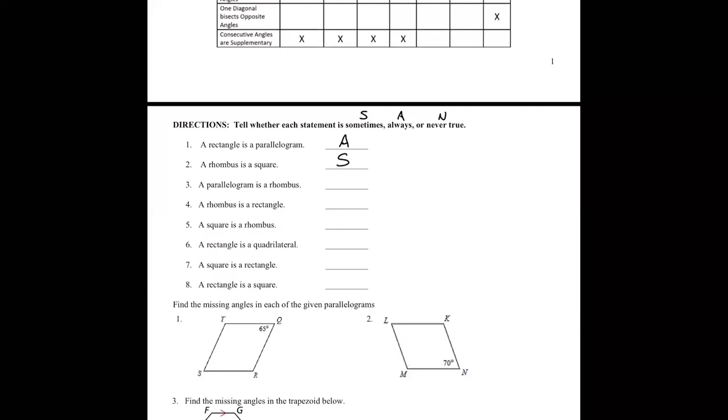And the same would hold true for a parallelogram being a rhombus. A parallelogram would be a rhombus if all of the sides are congruent. So I'll actually make a note, always if all sides are congruent. But it's still a sometimes, right? And just going back to the previous one, it's always if all angles are congruent.